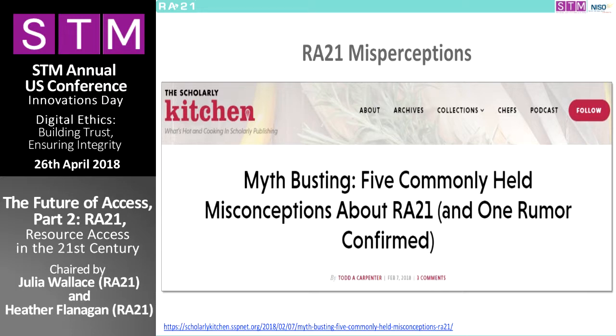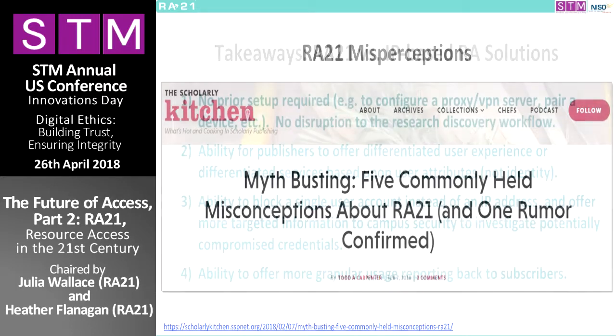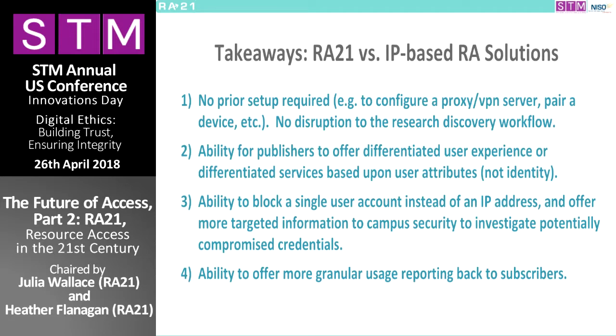Takeaways: why do we need to do something other than build on top of IP? Well, as Ralph said, we really need a solution that has no prior setup. The ability for publishers to operate these differentiated user experiences without necessarily knowing the specific identity of the user, based on these attributes, which I think is a fairly unique requirement in our space.